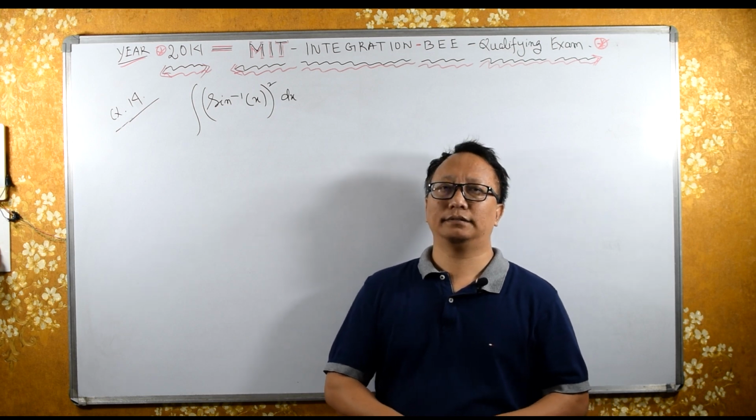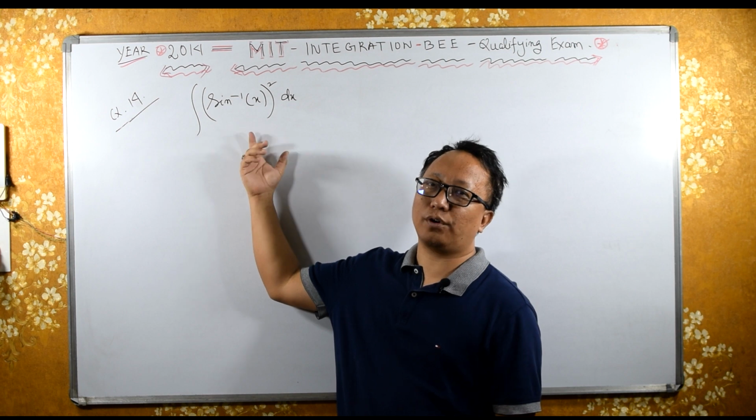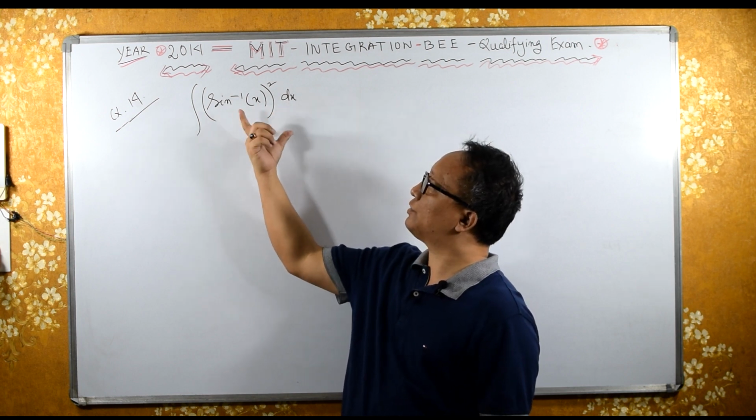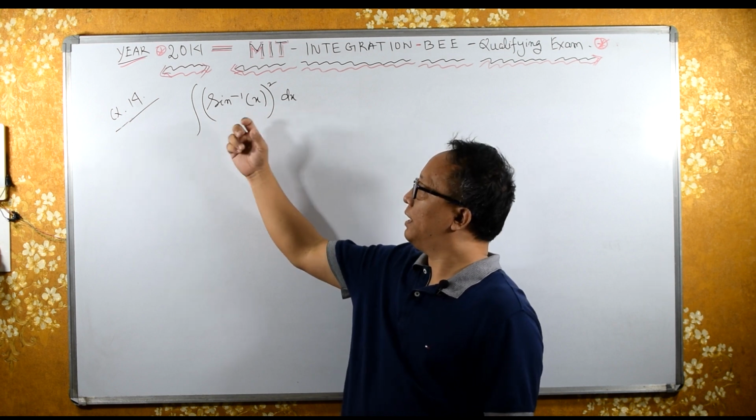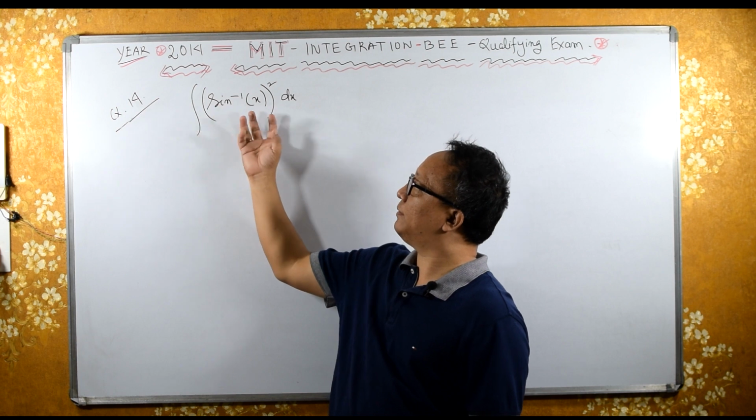Welcome back. Look at this integral. We have the integral of (sin⁻¹x)² dx. Integral of sine inverse of x the whole square into dx. Okay. Now, what we can do is consider that 1 is there: 1 into (sin⁻¹x)² dx.